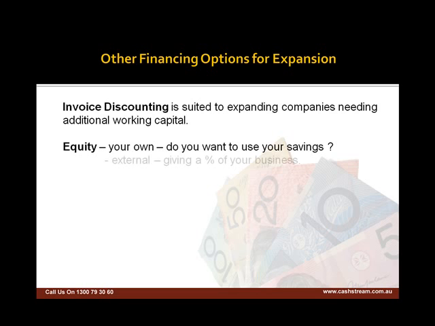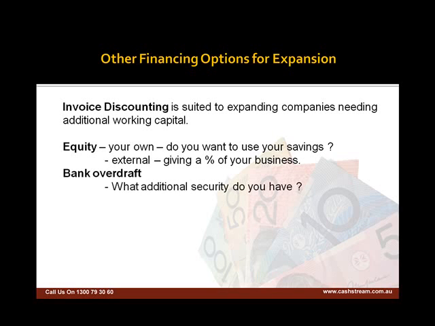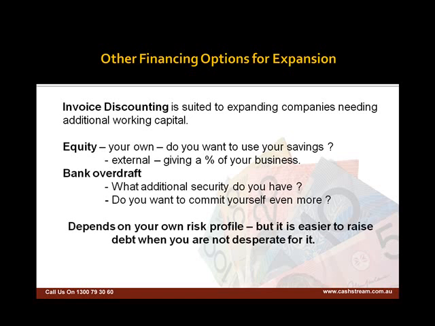You could look at external equity, but of course this means giving up a percentage of your business. The alternative is you could look towards offering additional security to your bankers to increase the overdraft. The question is, do you have additional security, and indeed do you want to pledge that additional security? All the above facilities are equally valid, and it depends upon your own risk profile. One thing to bear in mind is that in terms of uncertainty, best practice usually suggests keeping some powder dry, just in case. And the other thing to bear in mind is it's easier and cheaper to raise debt when you're not desperate for it.